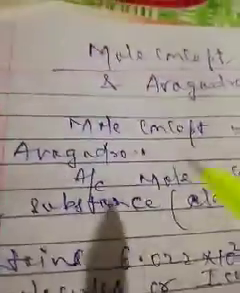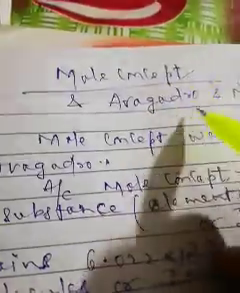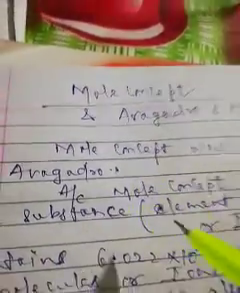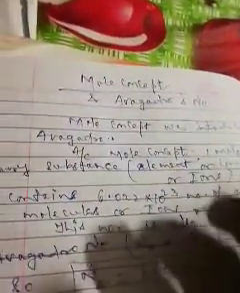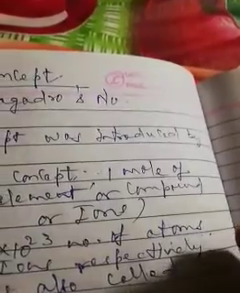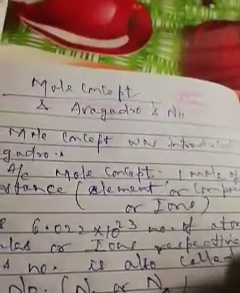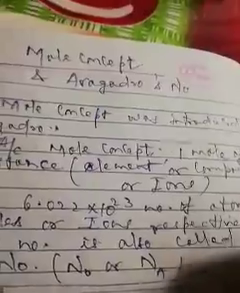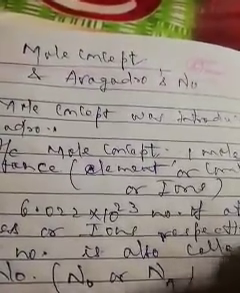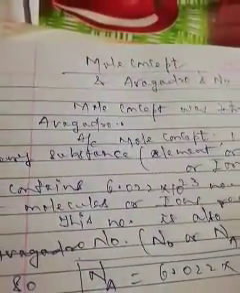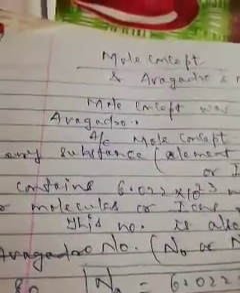Actually, the mole concept was introduced by Avogadro. According to the mole concept, 1 mole of any substance contains a fixed number of atoms, equal to 6.022 × 10^23 atoms, if you are talking about a substance as an element.